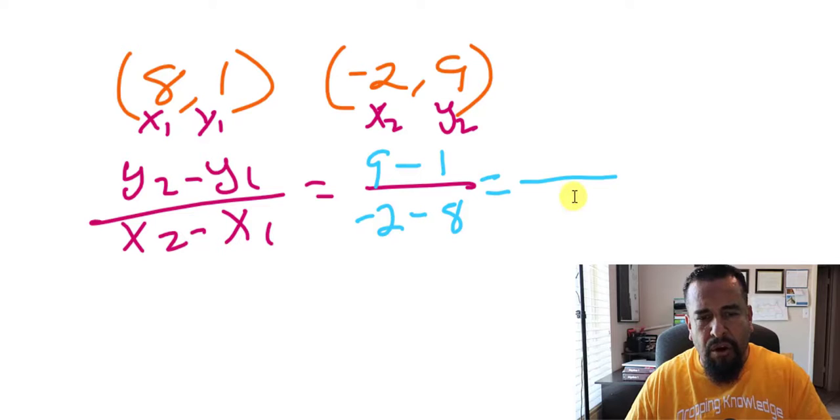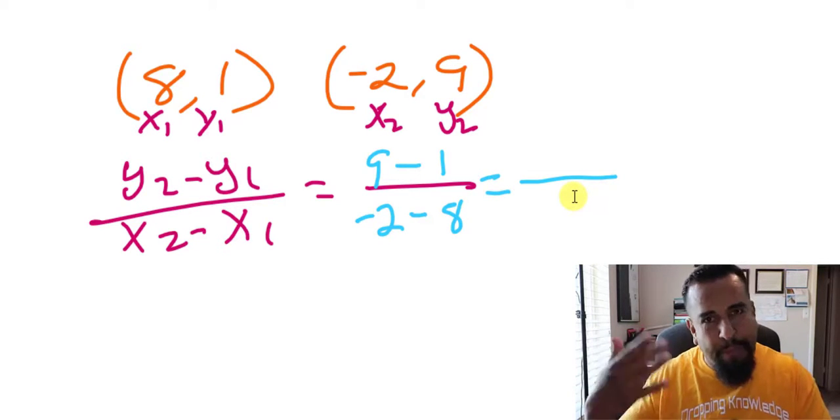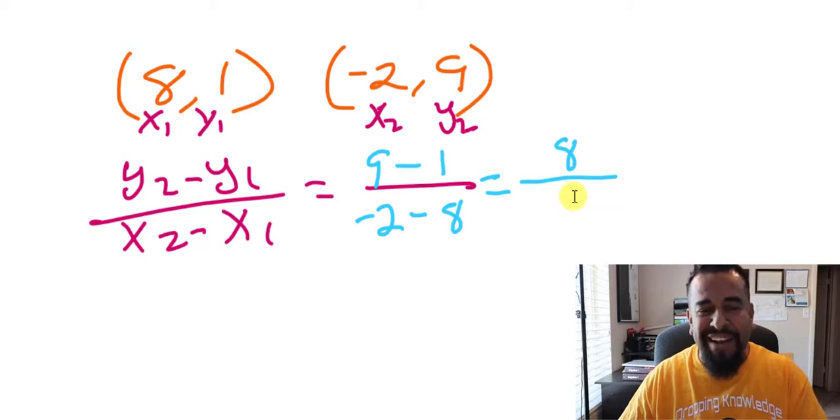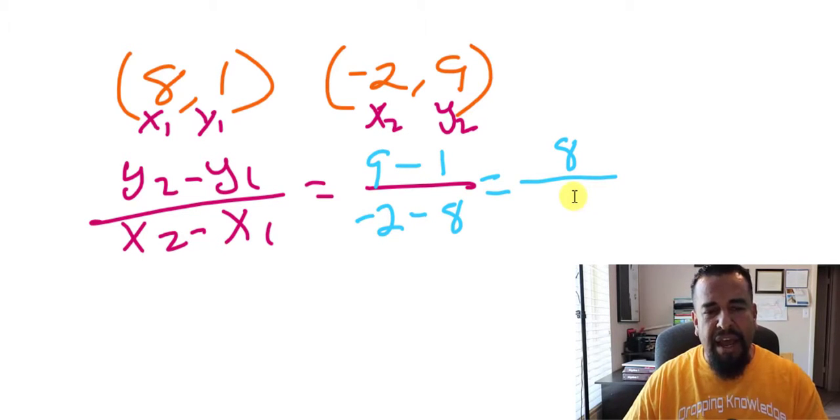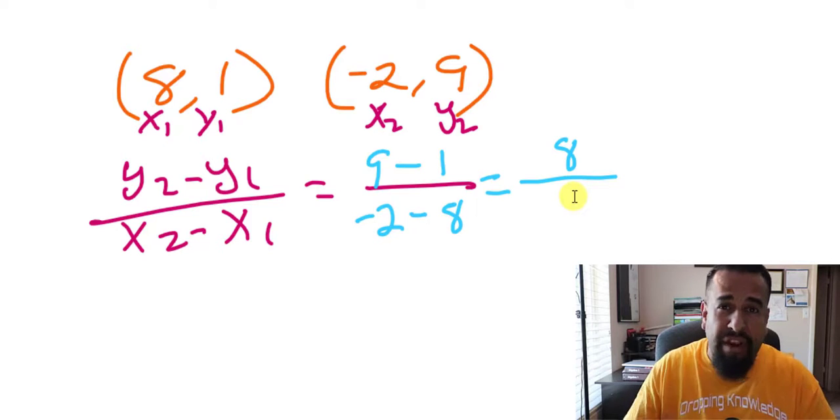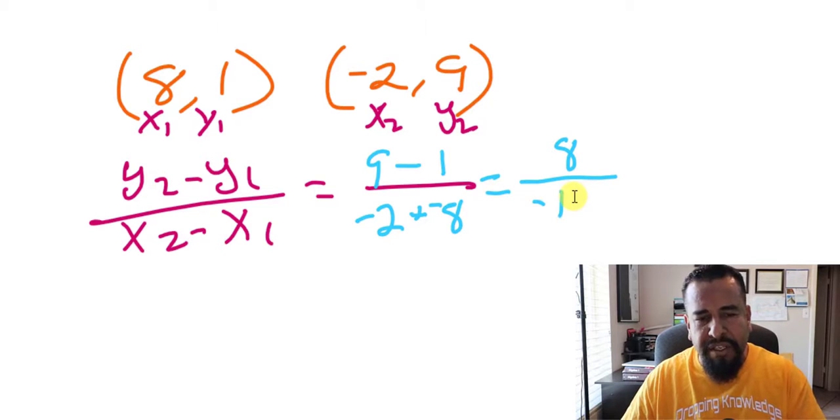So now all I have to do is solve this. 9 minus 1 is 8. And then we have negative 2 minus 8. Always just plug these into your calculator if you're not good with integers. And you can always change them to addition problems as well. So as you can see, that's going to be a negative 10.